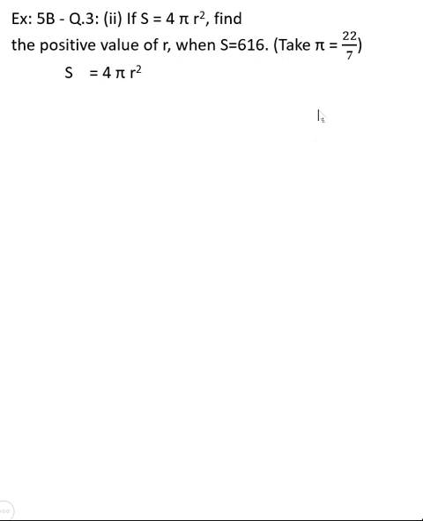Now students, the expression given is S is equal to 4 pi r square. Here we have to put values of the variables, that is r square, and also the value of pi, and also value of S, that is given 616. So after putting the values of pi and S, you know that here 4 is in multiplication with 22 upon 7 and r square.